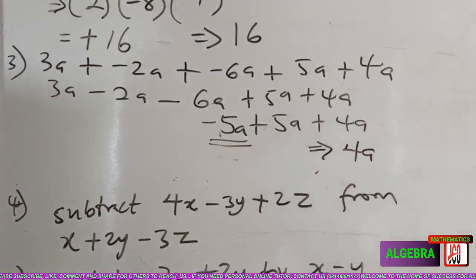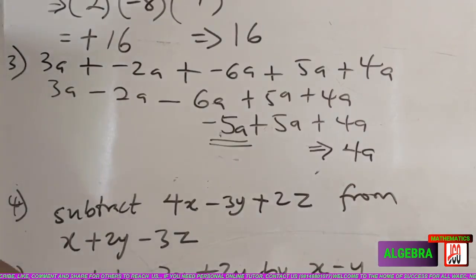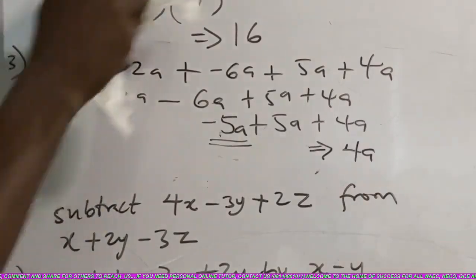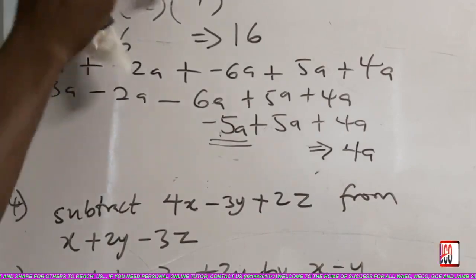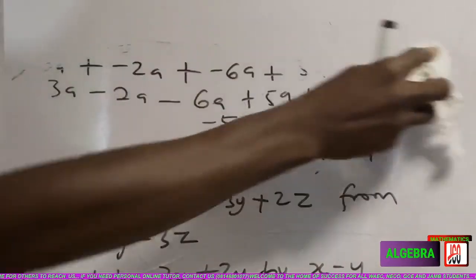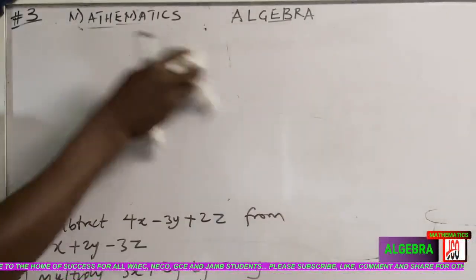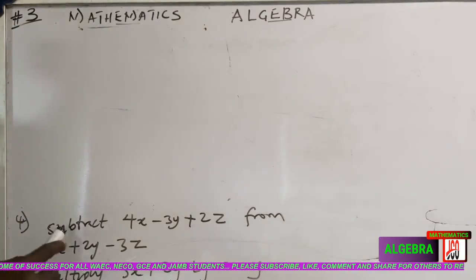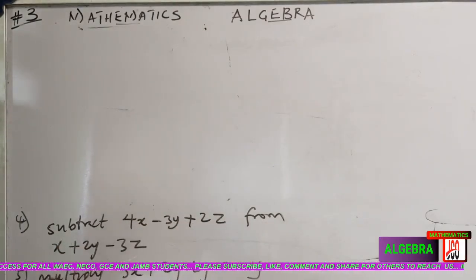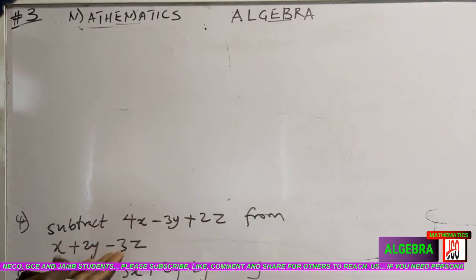I'm going to solve question 4. I believe you are following. Follow along because I want you to pass and you must pass your exam. Question 4. Subtract this from this. We've done this before. This is what you are removing from this. The word subtract means remove. Remove this from this.